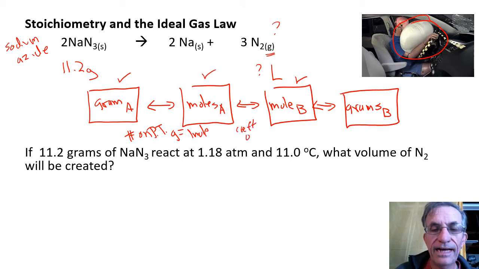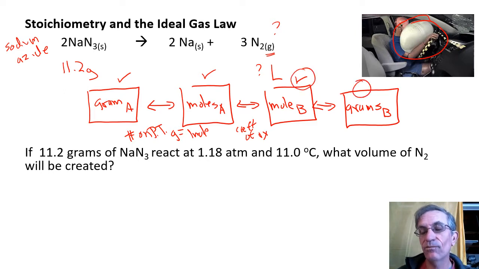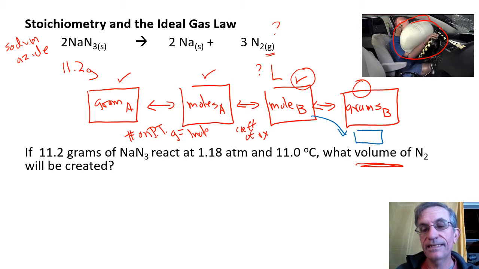Now, at the end, before, we went from moles back to grams, right? We went from moles to grams, and the way we did that was we used the periodic table again. Now in this problem, I'm not asking you for grams. So that last step, we're going to do something different. I'm not going to figure out the weight of the nitrogen. I'm going to figure out the volume of the nitrogen. So we're going to take a little detour here, and we're going to go from moles to liters.